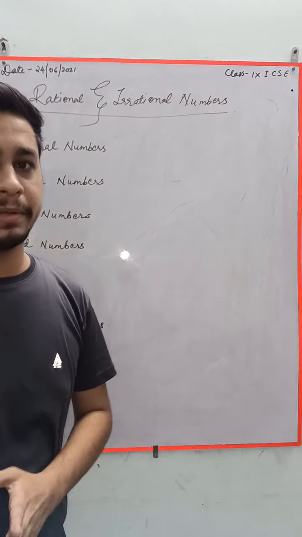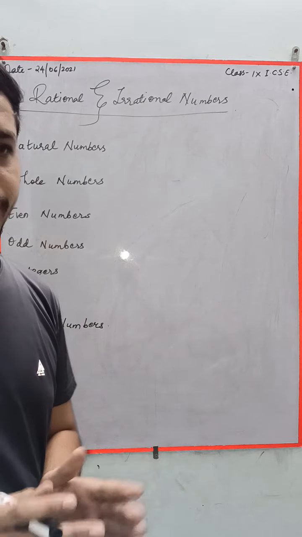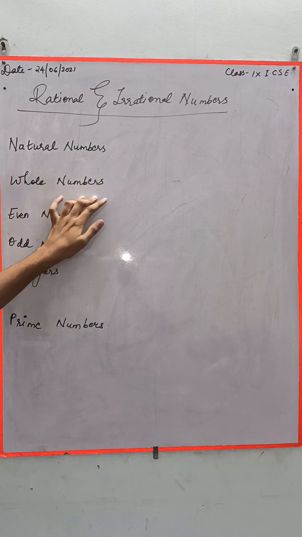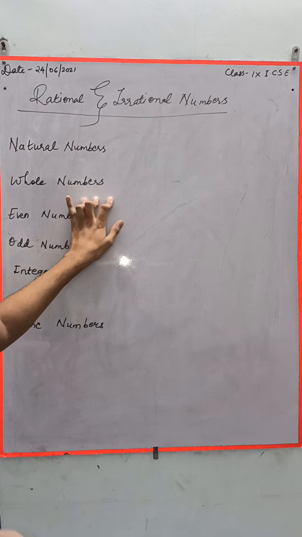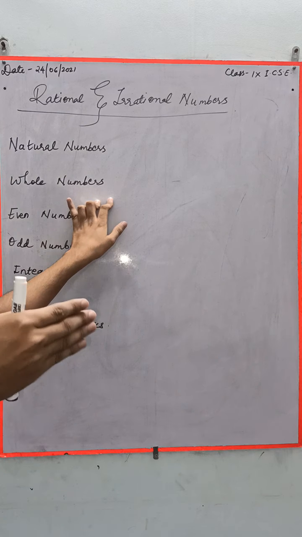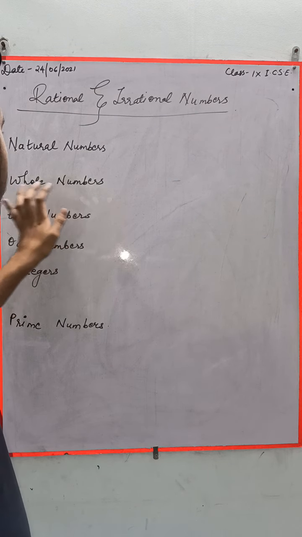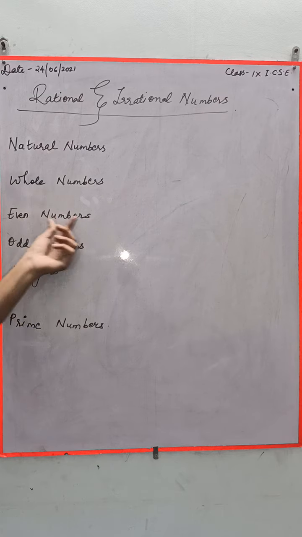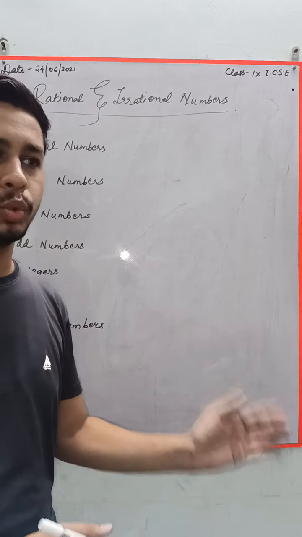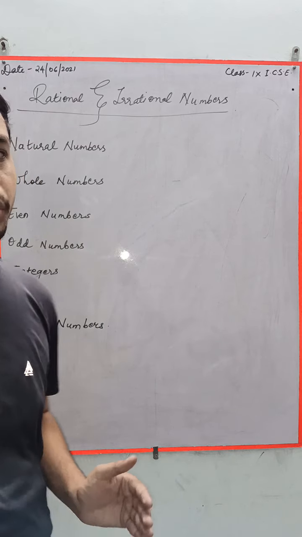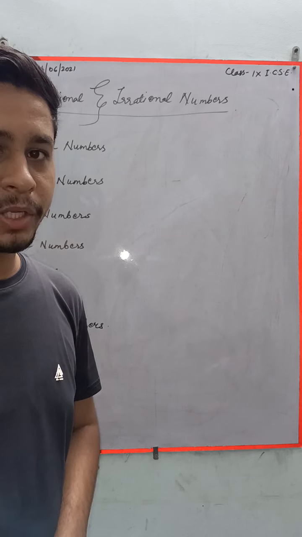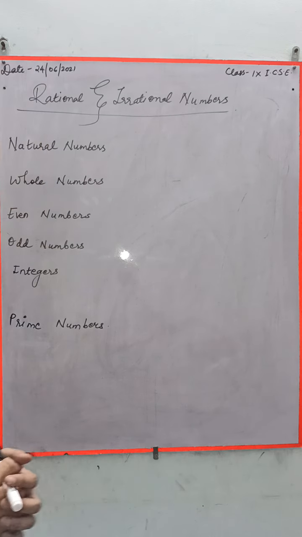You know what are natural numbers? The numbers which are starting from 1, 2, 3 and so on up to infinity. So they are called natural numbers. Whole number, including the natural numbers, if you add one more digit, that is 0, then the set of all those numbers are called the whole numbers. Then even numbers, the numbers which are divisible by 2, they are called even numbers, like 2, 4, 6, 8, 10 and so on up to infinity. Odd numbers, the numbers which are not divisible by 2, they become the odd numbers.